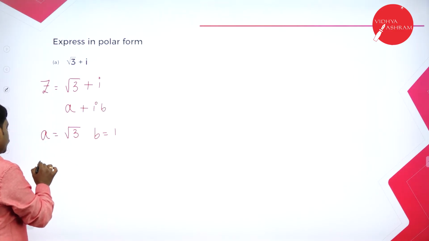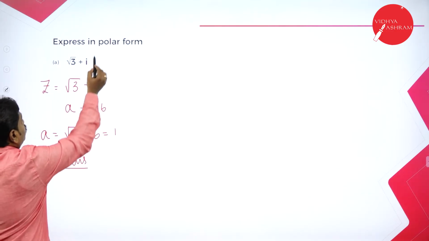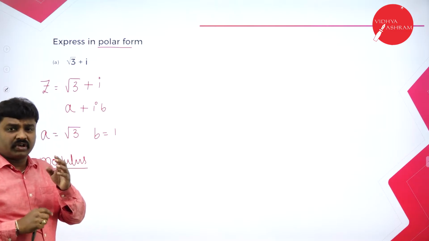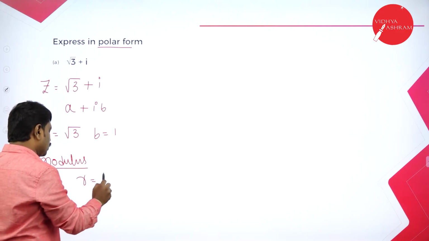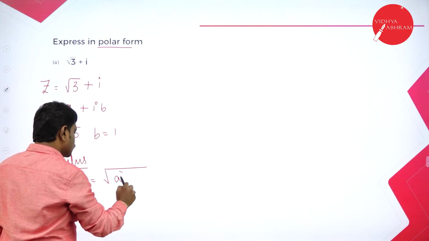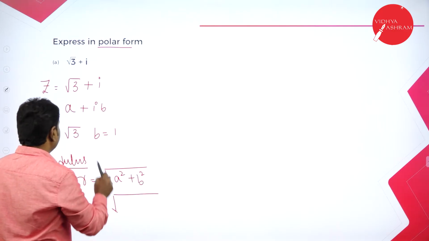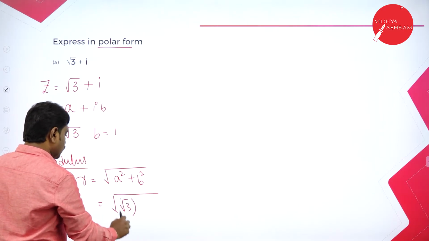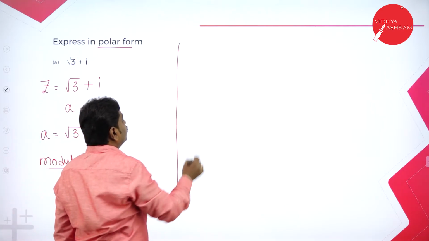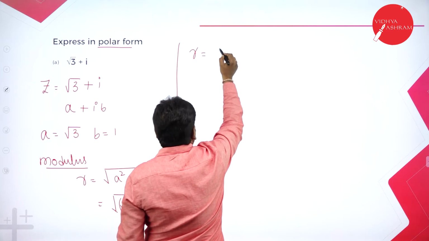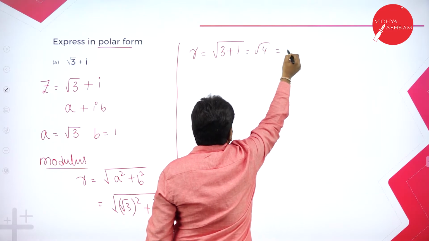You got a and b. So first find modulus. They want you to write in polar form. If you want polar form, first you should find the modulus, then you should find the amplitude. What is the modulus formula? R is equal to root of a square plus b square. So R is equal to root of root 3 the whole square plus 1 square. I am symbolizing it as R, we say modulus, mod z. Root 3 the whole square is 3, 1 square is 1, root 4. Root 4 is 2. So now you got the modulus.